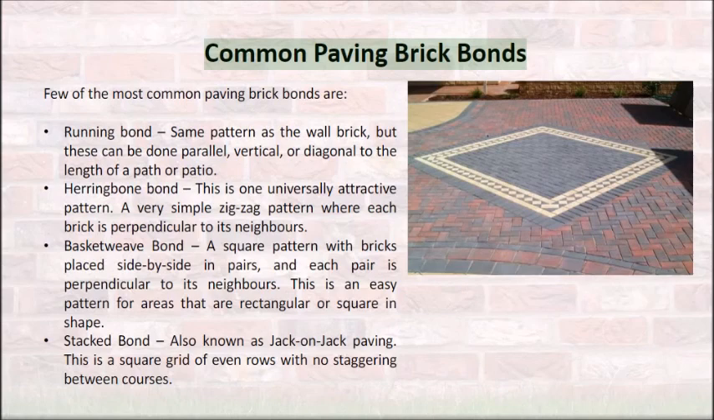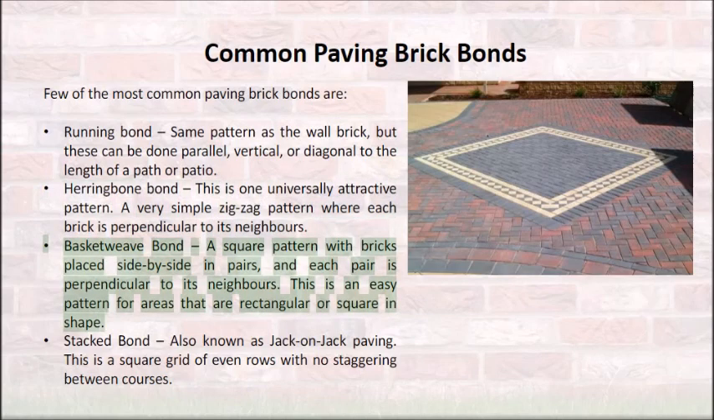Common paving brick bonds. Few of the most common paving brick bonds are running bond, same pattern as the wall brick, but these can be done parallel, vertical, or diagonal to the length of a pathway or patio. Herringbone bond, this is one universally attractive pattern. A very simple zigzag pattern where each brick is perpendicular to its neighbors.